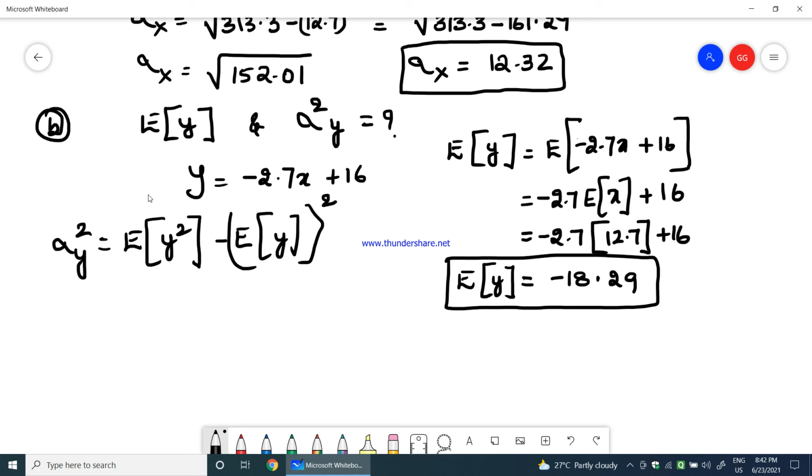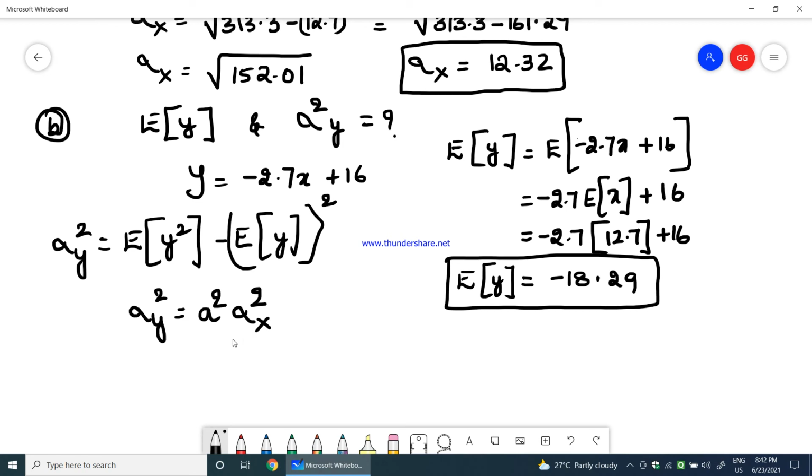Instead of that, I think if you remember the property of variance and mean which we have discussed, the variance of ax would be equal to the constant a square multiplied by the variance of x.